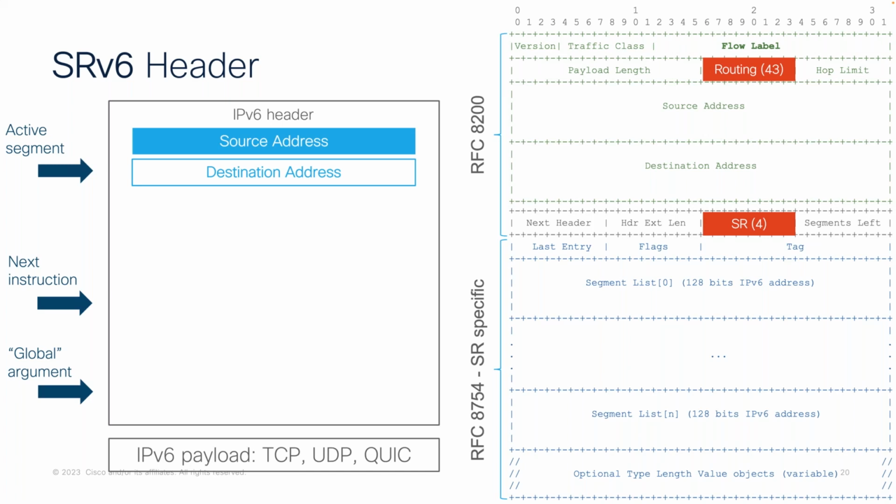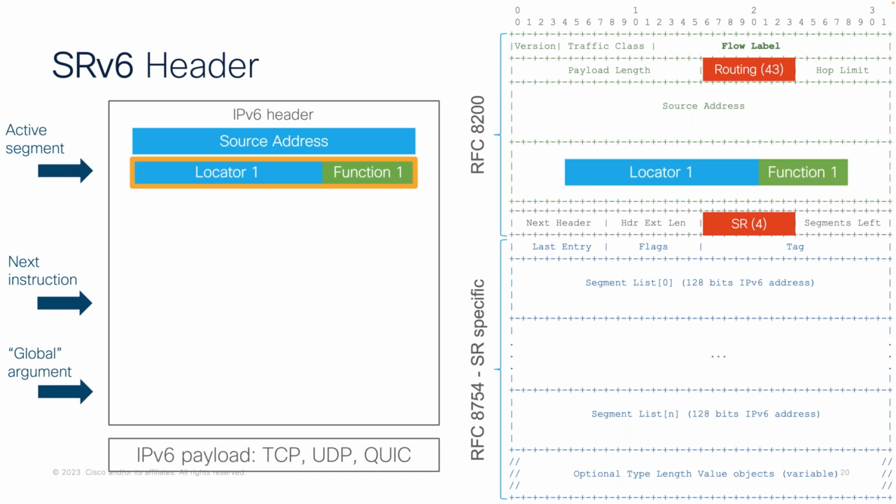Within that SR header, we have a last entry, flags, and tags field. The last entry just tells us where some optional TLV data is. The segments left is our index into the next instruction in the segment list. And our segment list is the thing that holds all of our instructions in that SR header. And we're going to go through an example of this a bit more.